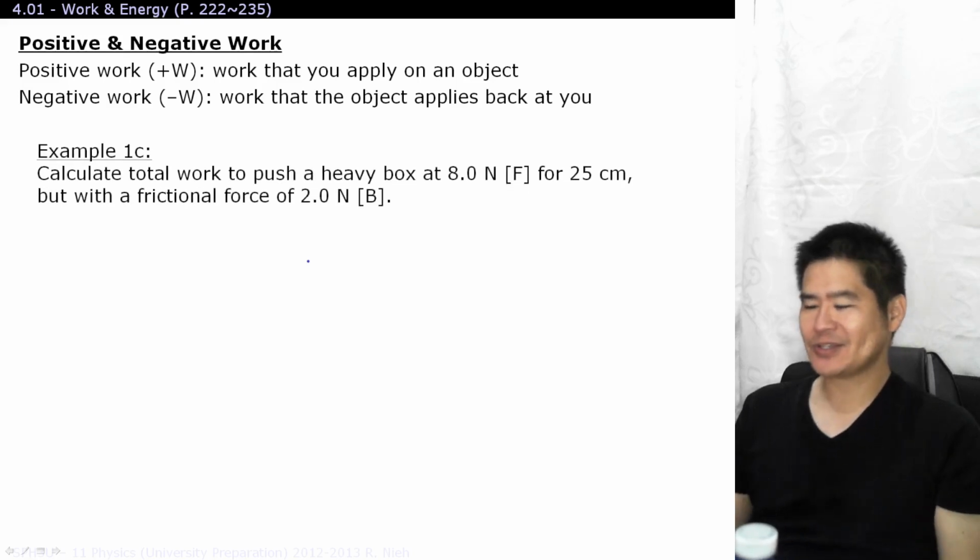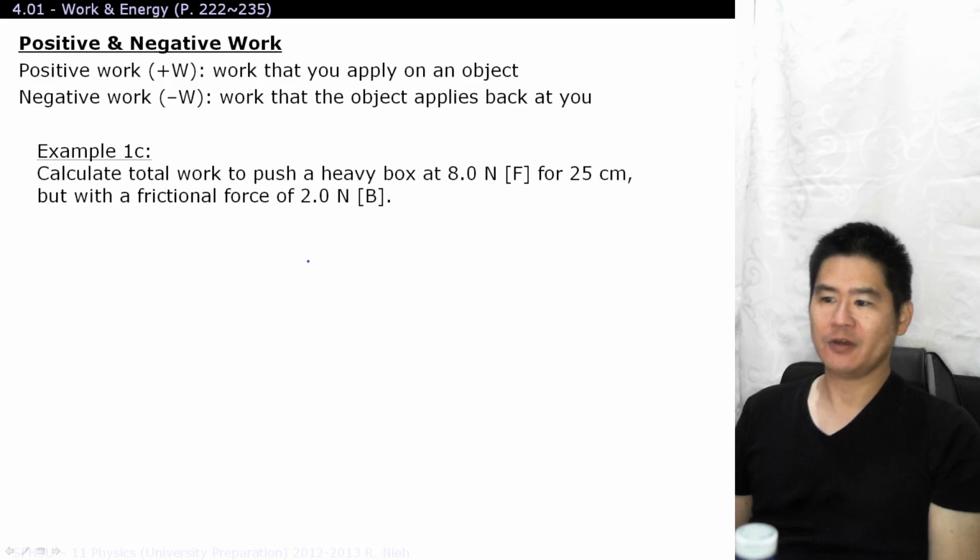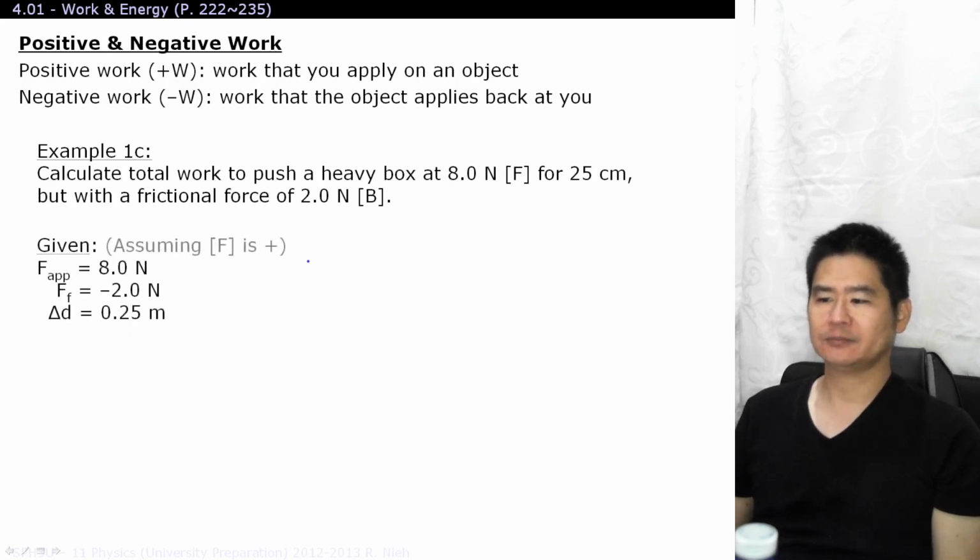All right, let's do this one. Calculate the total work to push a heavy box 8 newtons forwards for 25 centimeters. Unfortunately, you have a frictional force acting on you as well, which then negates the work that you're doing. So let's calculate out the total work.